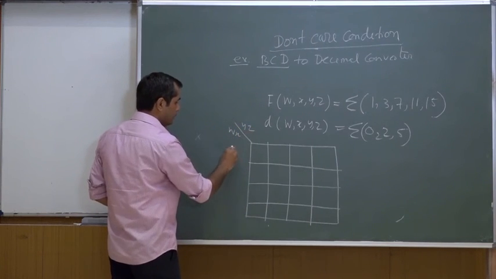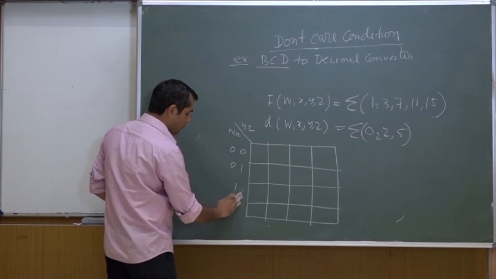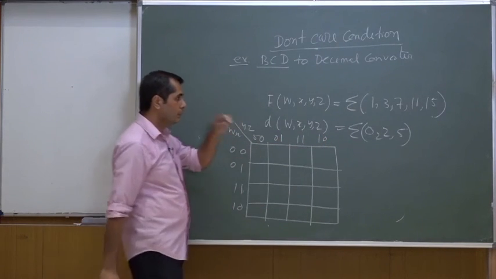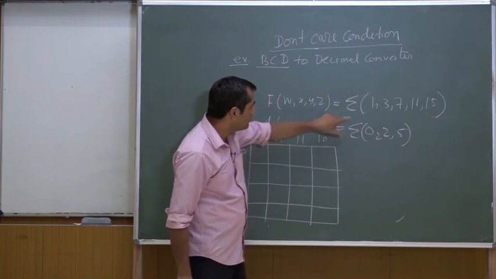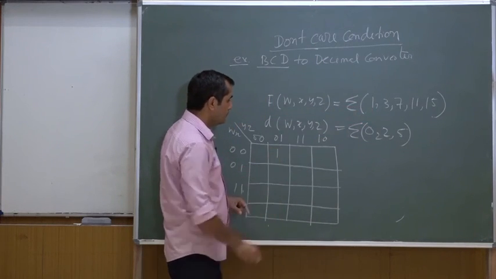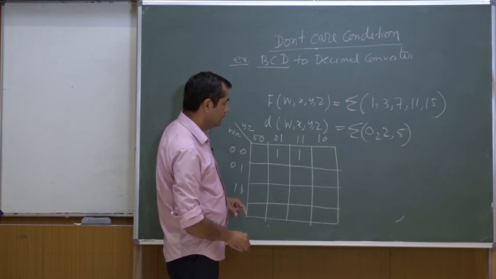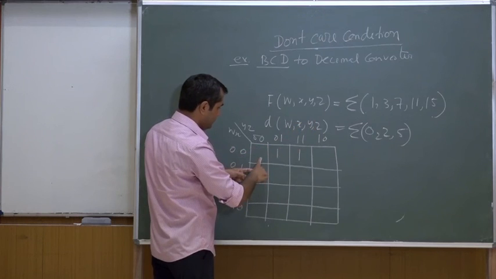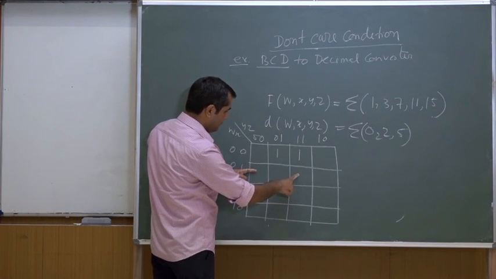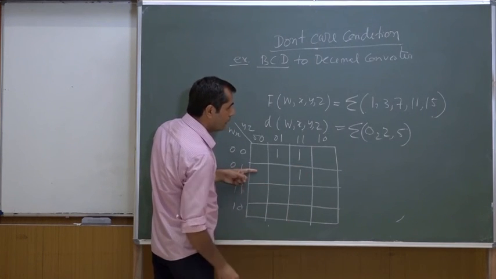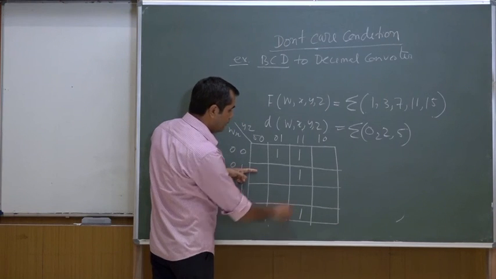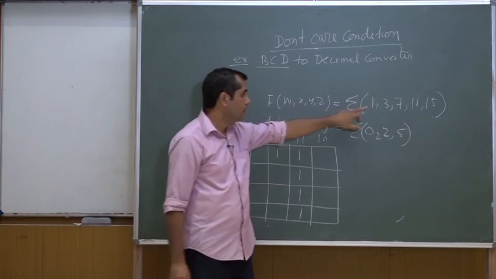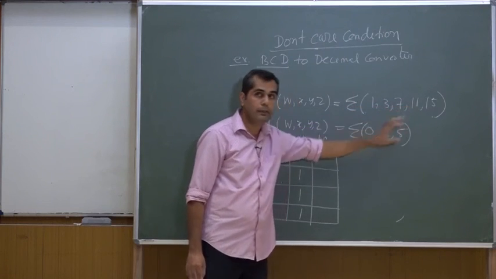W x y z, 0 0, 0 1, 1 1, 1 0, and 0 0, 0 1, 1 1 and 1 0. So just fill the table. 1 is here, 3 is this, then I have 7, 7 will be here, 11 is here and 15 is this. So these ones are for the function f for the following min terms 1, 3, 7, 11 and 15.